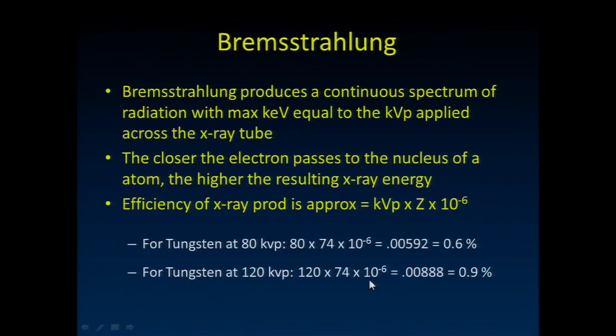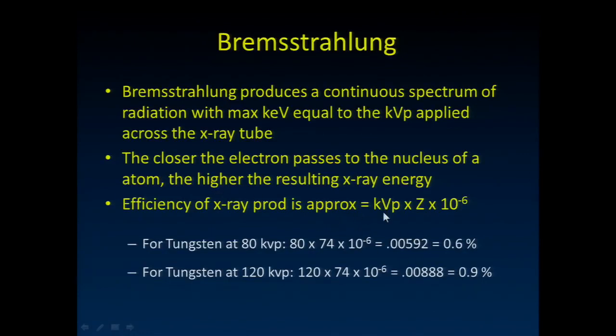Bremsstrahlung produces a continuous spectrum. Sometimes we get Bremsstrahlung X-rays that are down very close to zero energy, and we can get them as high as the kVp applied across the tube. After all, what is 1 electron volt? It's the kinetic energy that electron has when we accelerate it across 1 volt. So if all of its kinetic energy is converted to X-ray energy, then the most that could be would be the kinetic energy that the electron had when it struck it, which is determined by what the voltage was across those two. The closer the electron passes to that nucleus, the higher the resulting X-ray energy.